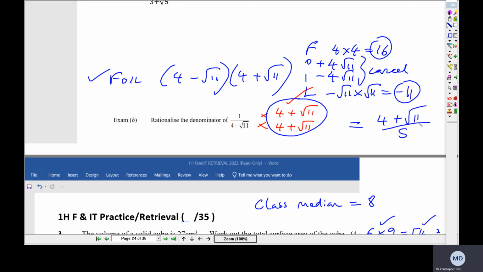1 times 4 plus root 11. So that was the mark. How many marks for that? Did you get 2 or 3 or 1? Or 4? 3. Is it? I'm taking 3. No, I might have written that down wrong. That must be out of 3. Out of 2. Shocking.